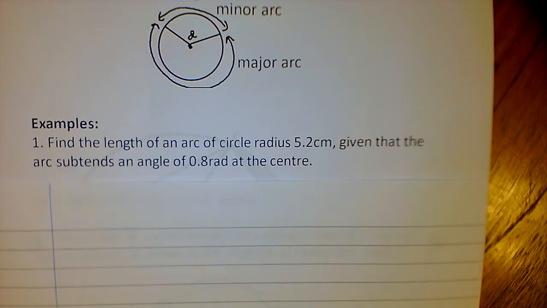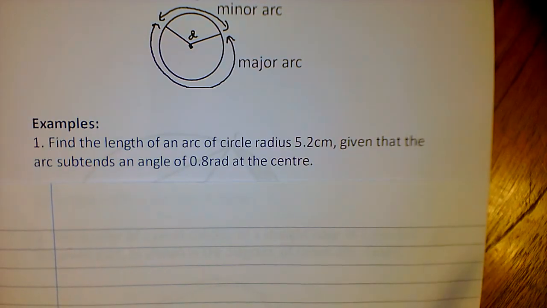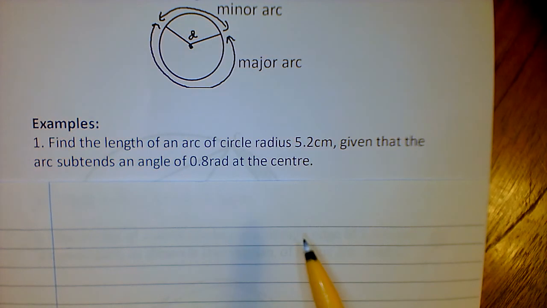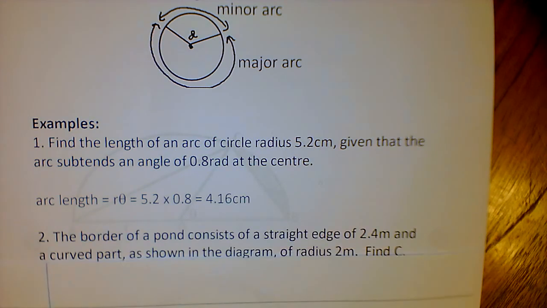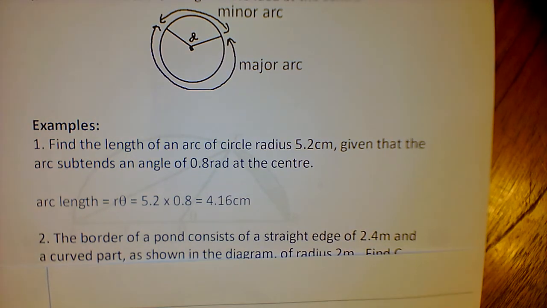Okay, so our first one then, find the length of an arc of circle radius 5.2 centimeters, given that the arc subtends an angle of 0.8 radians at the centre. So it's a length of an arc, so arc length is r theta, so it's just 5.2 times 0.8, and that gives us 4.16 centimeters. So nice and straightforward.